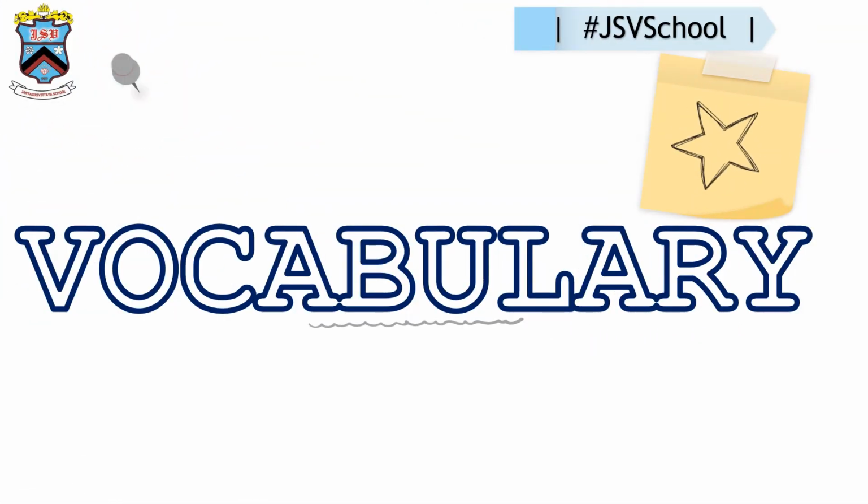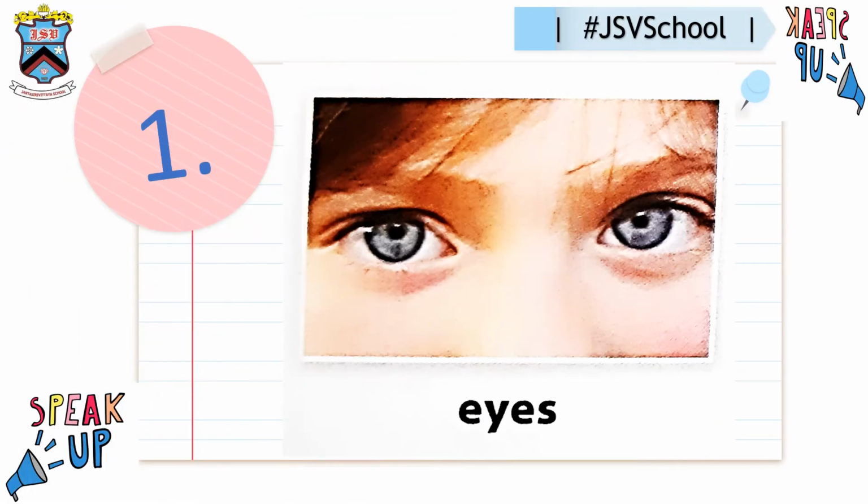These are our vocabulary words for today. First vocabulary word is ice. Everybody say ice. What's number one again? Ice. Okay, very good. Let's spell the word ice. E Y E S. Ice. Very good. Now let's go to our vocabulary number two.